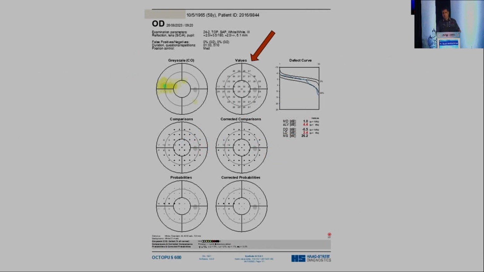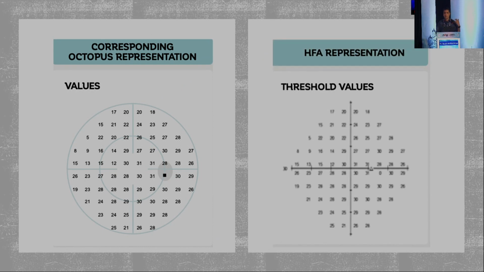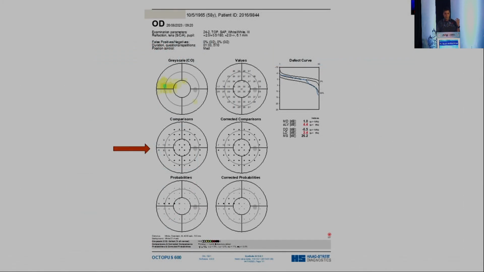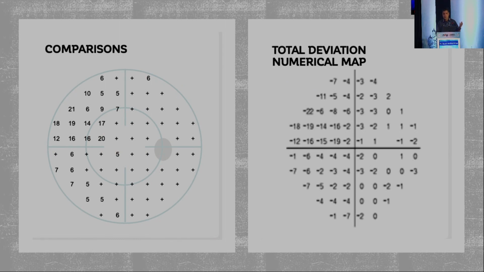Most of these representations are simply differences in terminology. There are only minor differences. Now the values representation is the same as the threshold values on the Humphrey. There is no difference at all here. Comparisons is the same as the total deviation numerical map. But one difference in representation, you will see a lot of plus signs here. Now those plus signs are points where there is a sensitivity loss of less than 5 decibels. They're not very important.